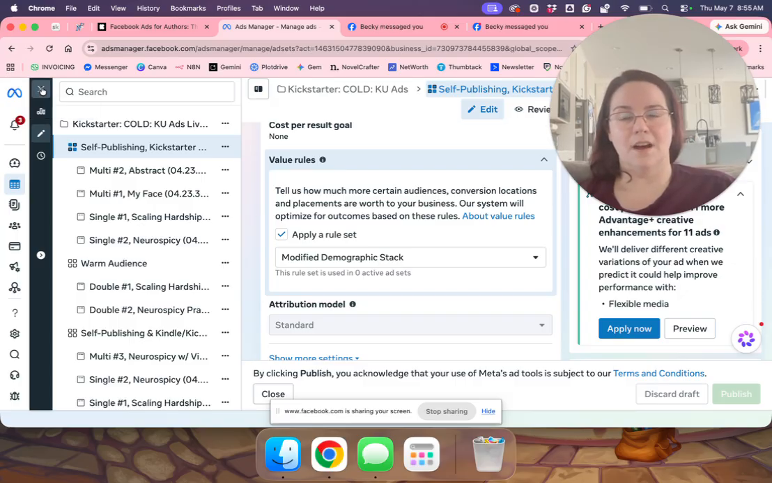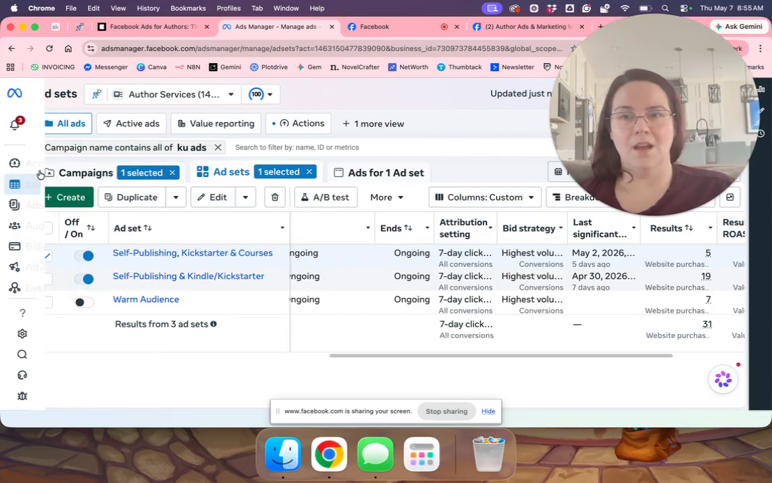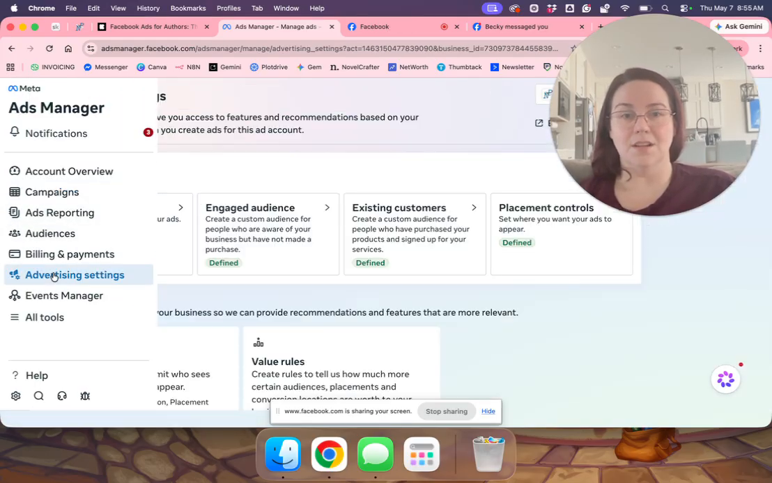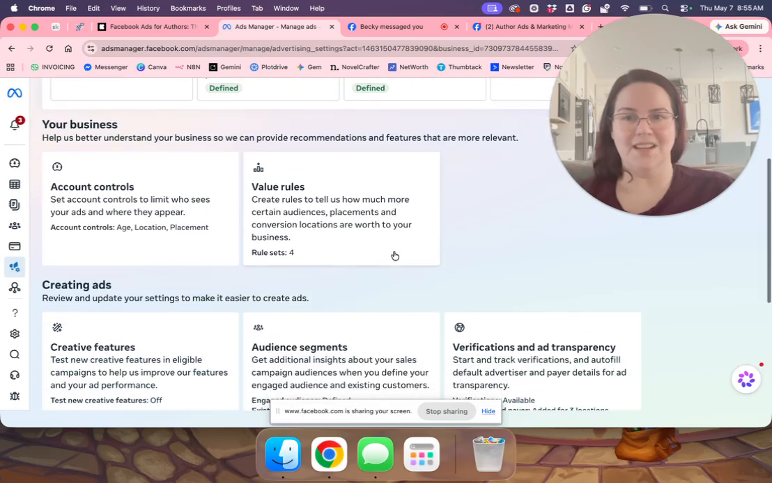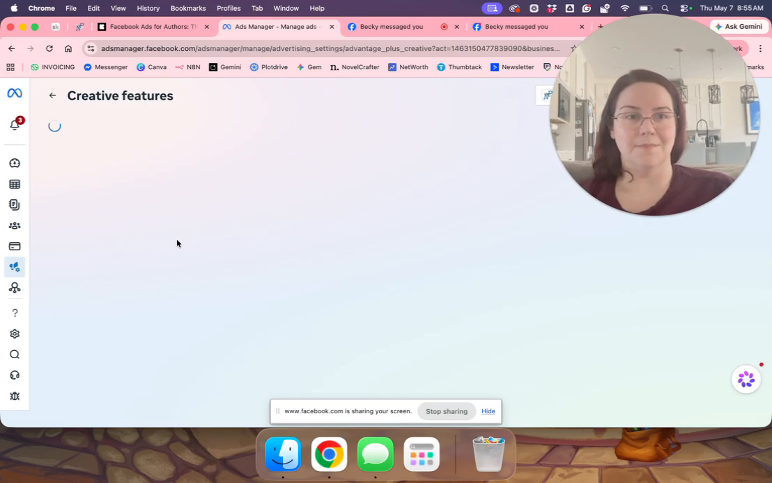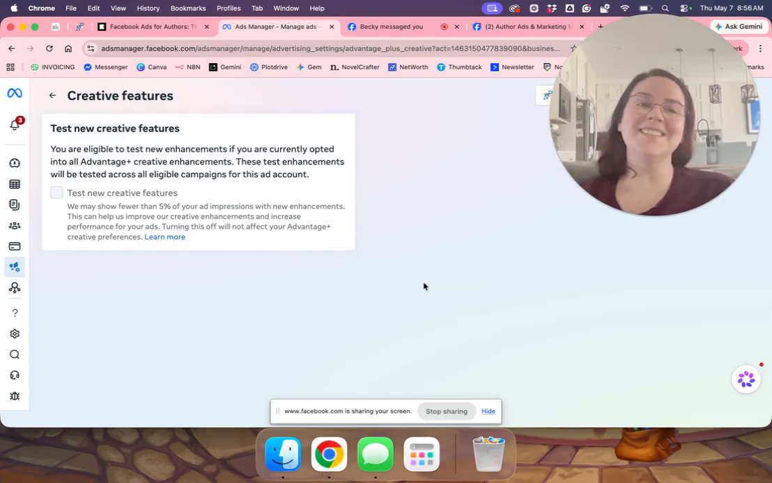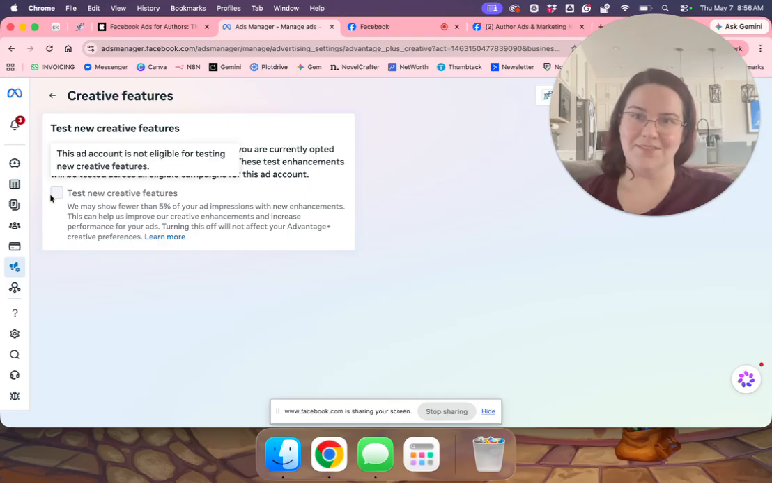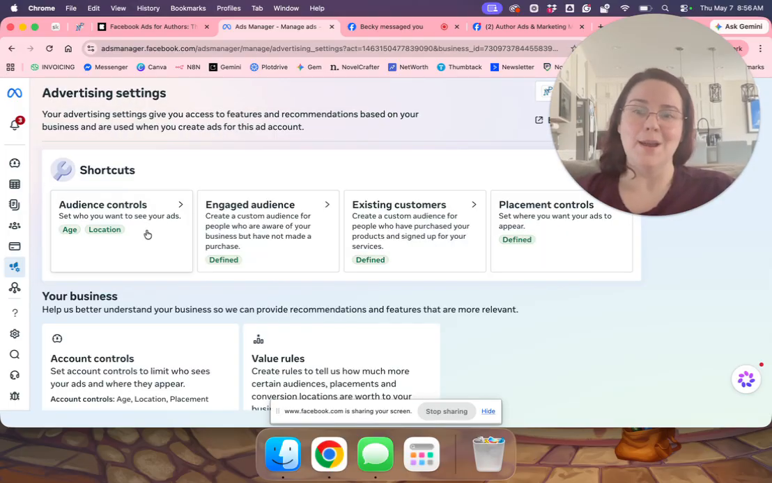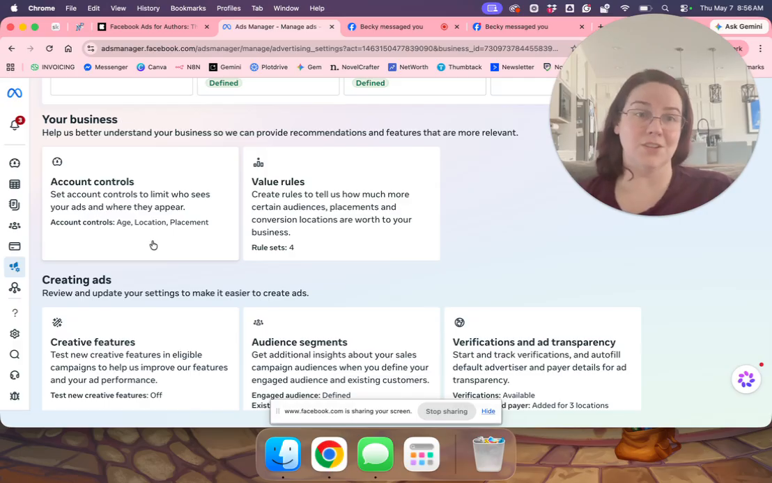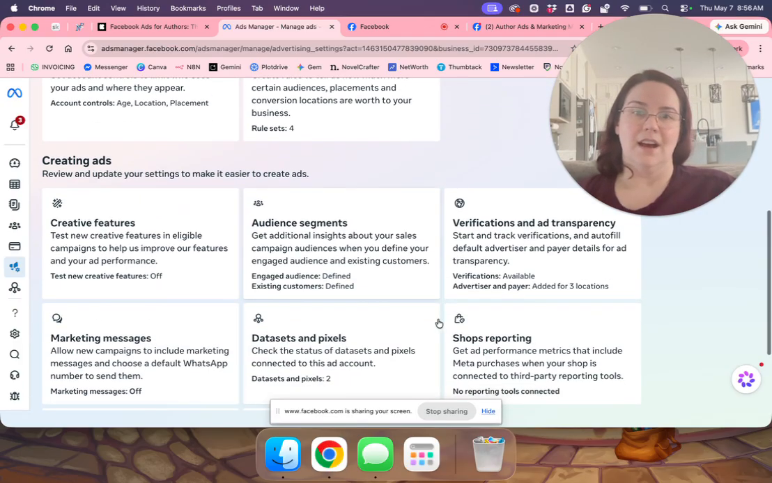You can also, I'll pop back there one more second because there's another pain point I can address from the advertising settings. Creative features. If you're sick of Meta turning on a ton of AI enhancements, you can simply tell them not to do it. You'll still get some, but you'll get a lot less. If I want to test new creative features, apparently I can't. I don't know. I haven't seen that before, but you can toggle that on and then you can pick and choose which ones are allowed. What else?